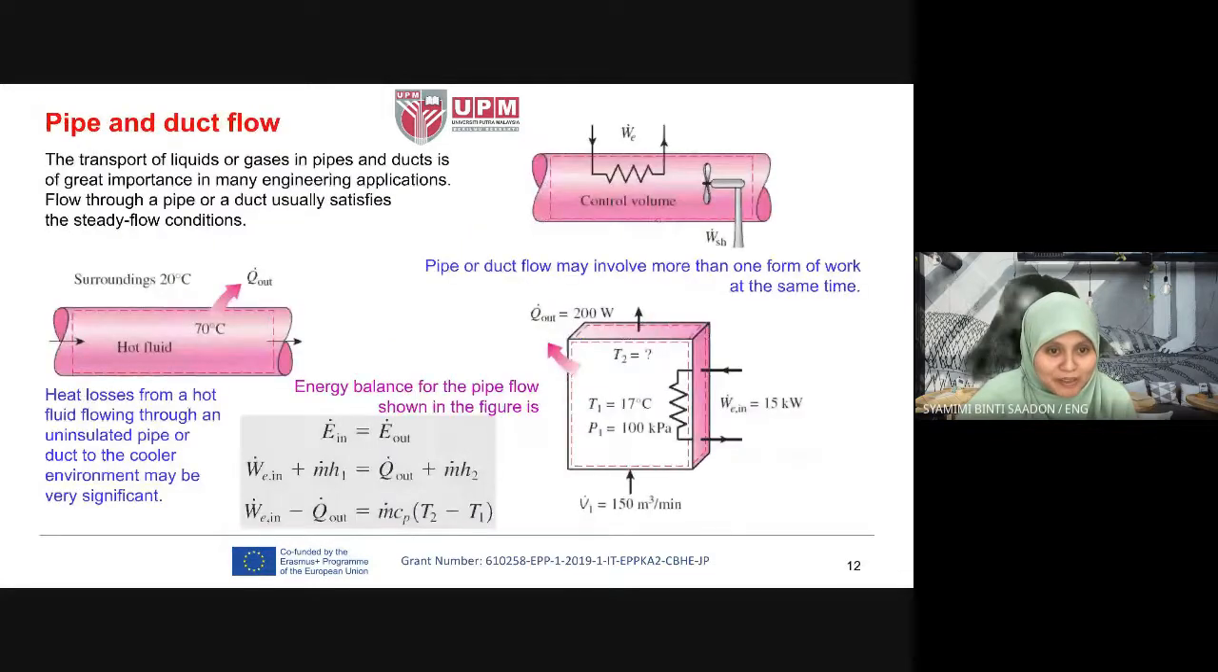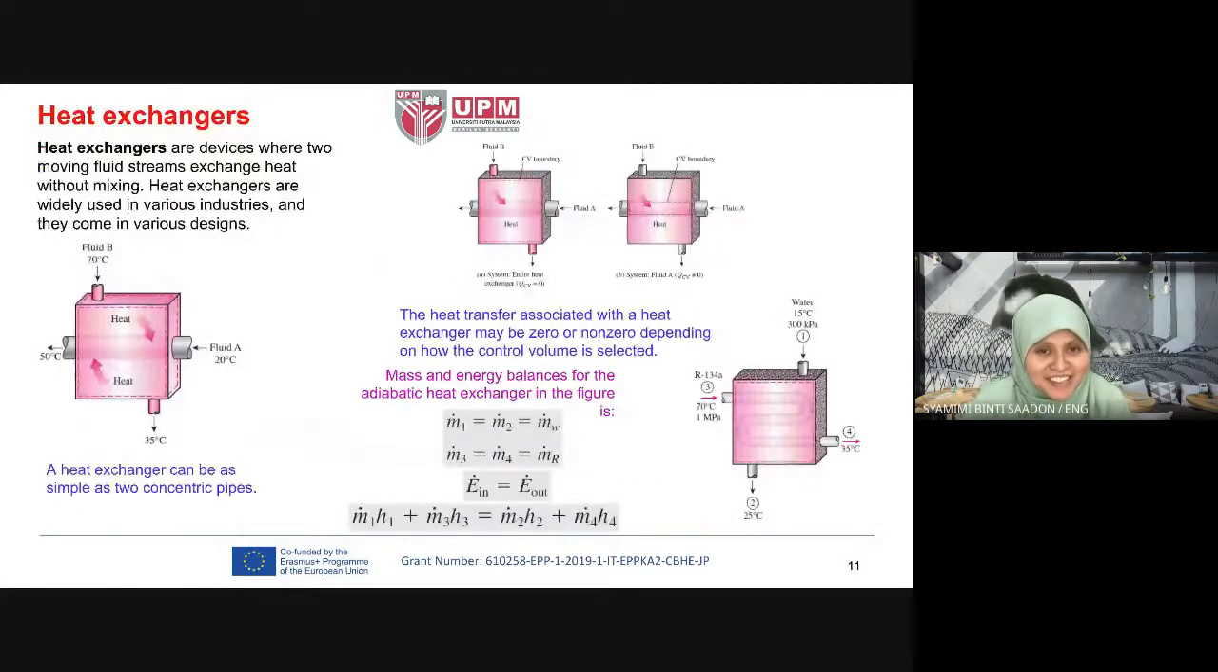Next is heat. Saya ada berapa lagi? Okay, next is heat exchanger. Heat exchanger.